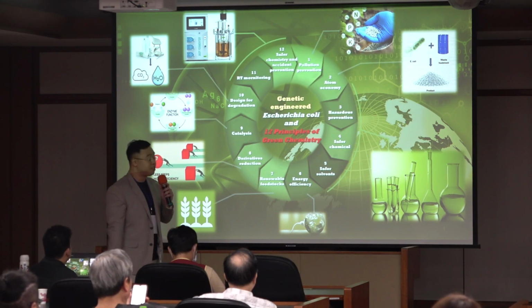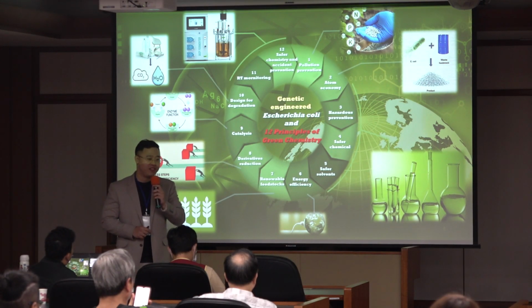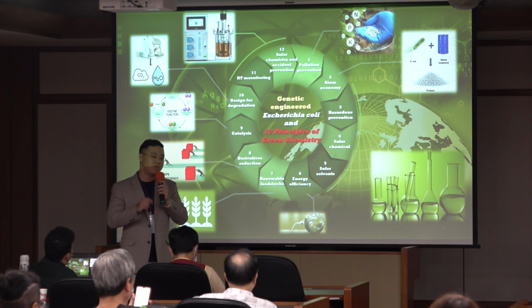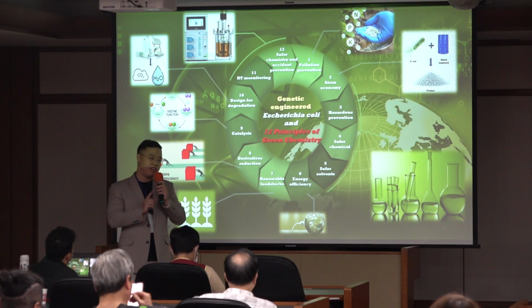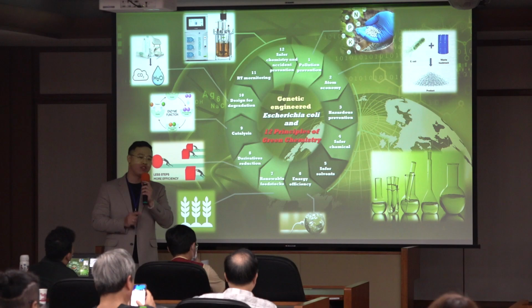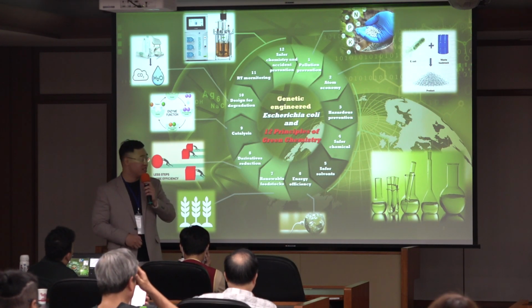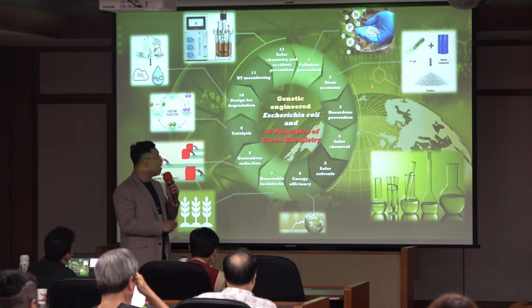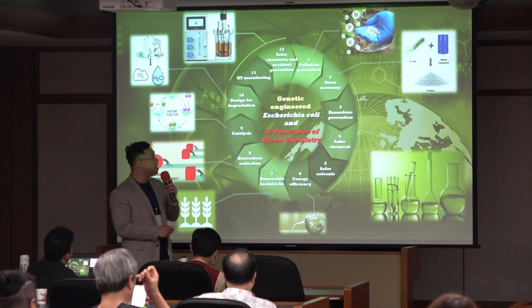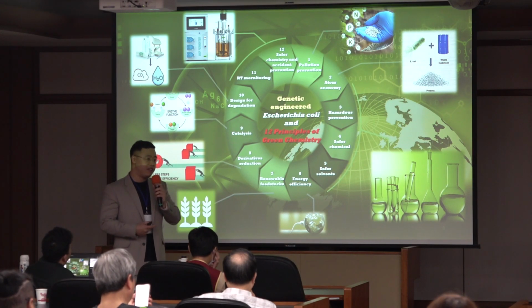The second one is atom economy. Just to make it simple, you have 1 banana and you want to make a smoothie. So 1 banana is equal to 0.9 smoothie plus 0.1 banana waste. In my case, I use E. coli, and E. coli eats the waste feedstock to produce the product.